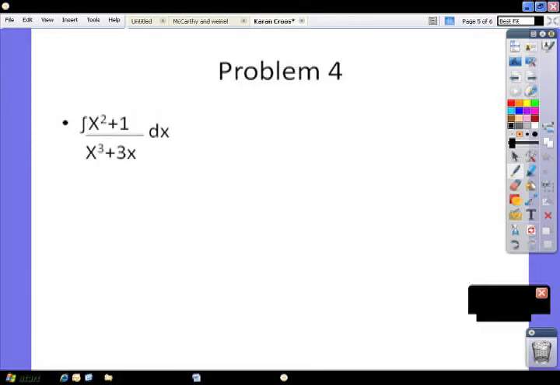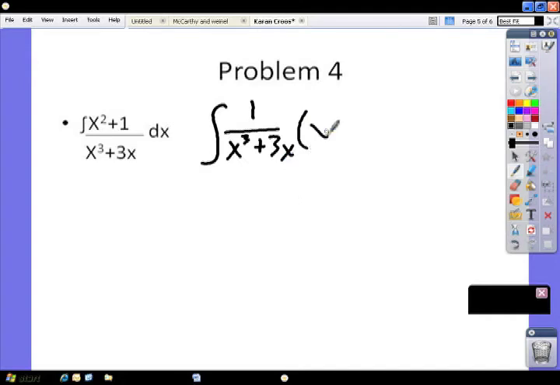Okay, now we're on the last problem. Here we're integrating (x squared plus 1) divided by (x cubed plus 3x) dx. First, what you have to do is separate the variables. So you get 1 over (x cubed plus 3x) times (x squared plus 1) dx.